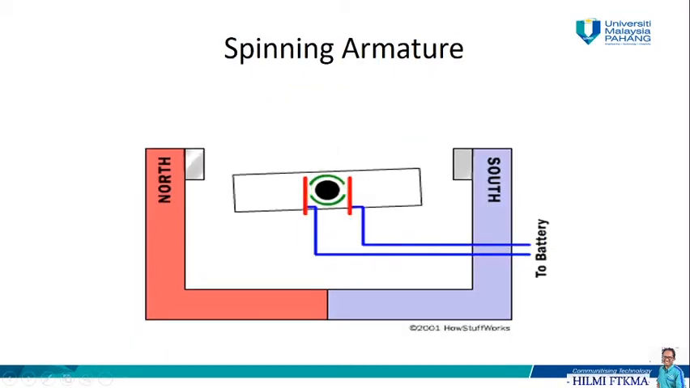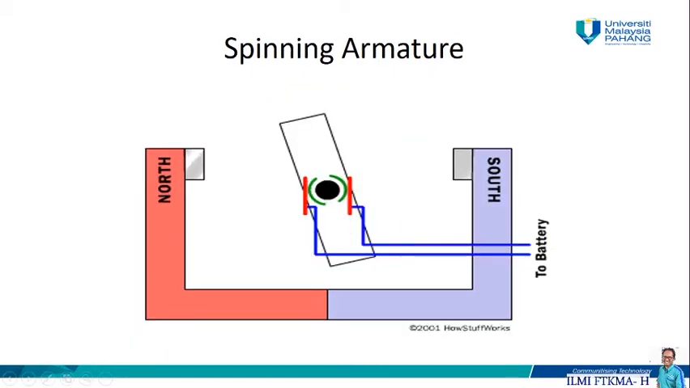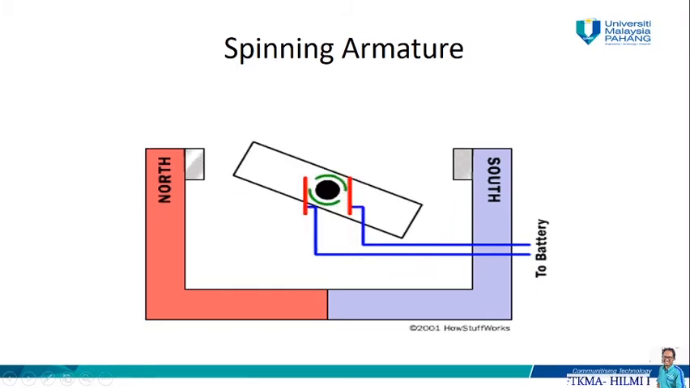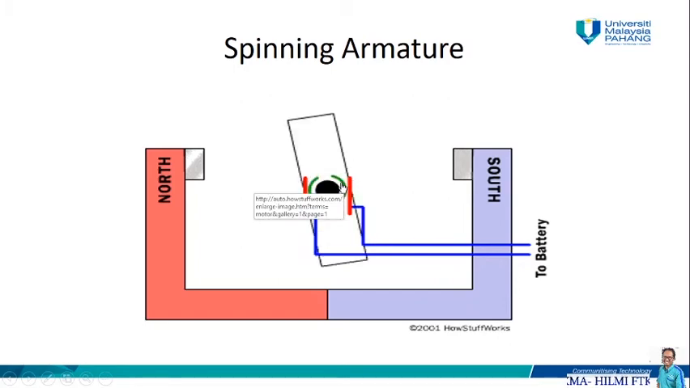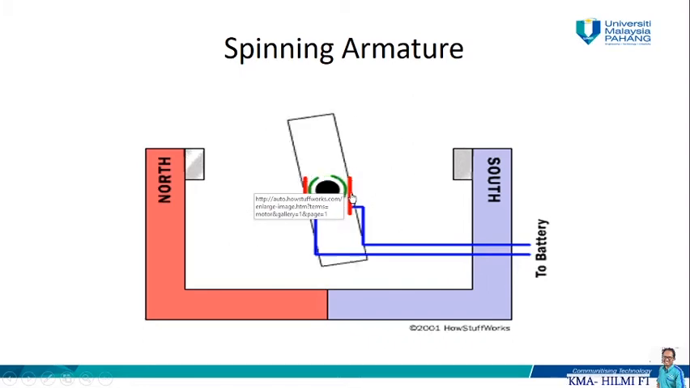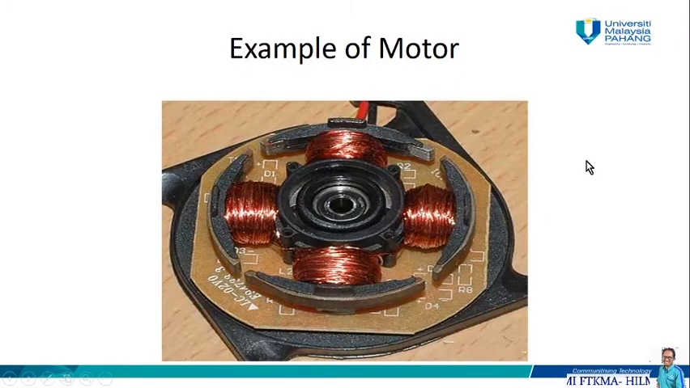So this is an image of a spinning armature. If you can see, the commutator and the armature are one rigid body, one connected body that is going to spin, and the brushes are basically going to stay in contact with the commutator. So this is an example of a motor.